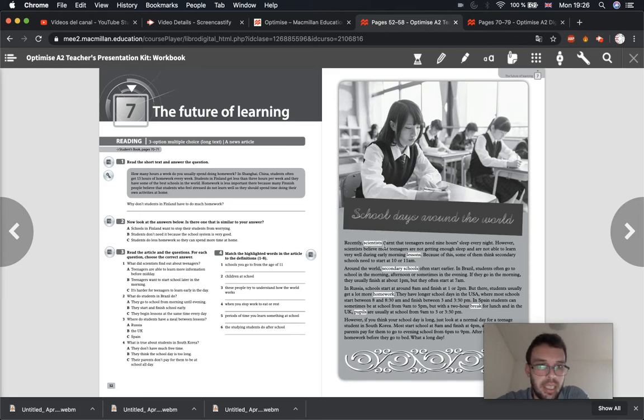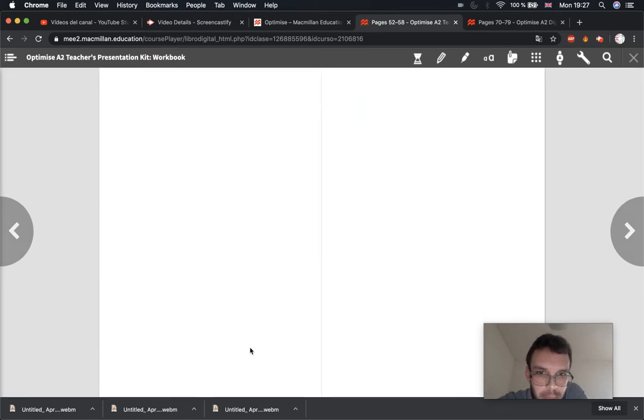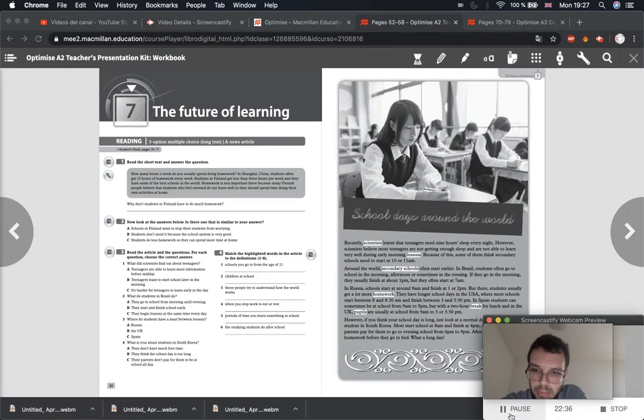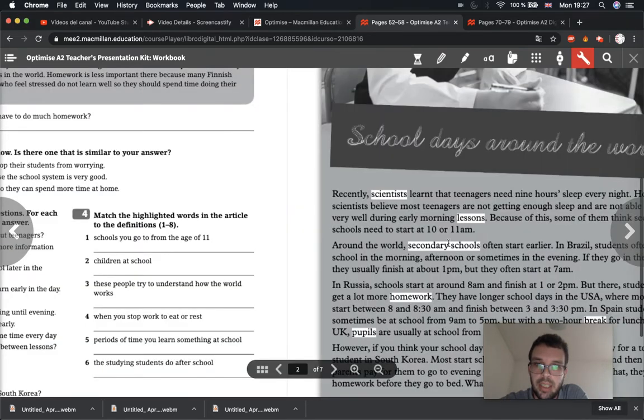So here you have another text, and only 4 questions. So it's a little bit shorter, but 4 questions. Hold on 1 second. So skip question 1, skip question 2, and what we can do is go straight to the text.